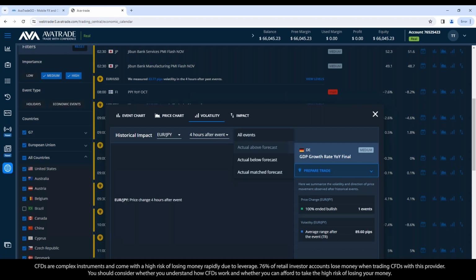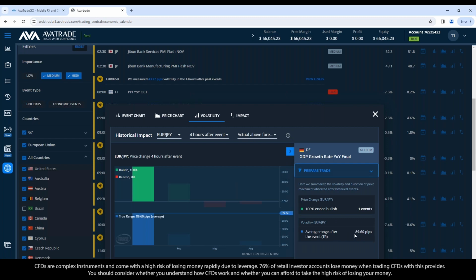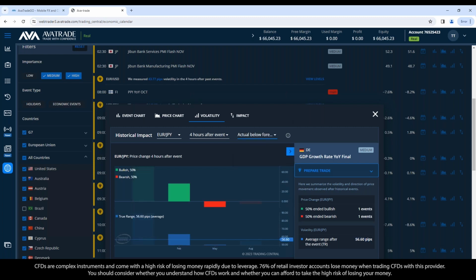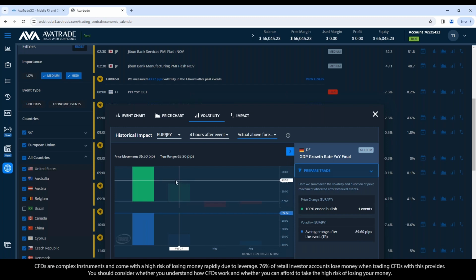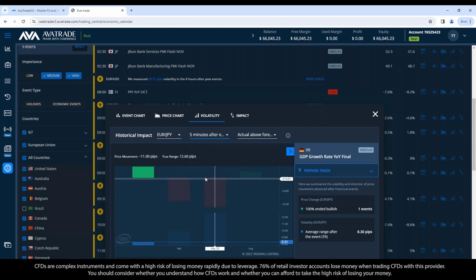Let's switch and go to above forecast, 100% up with 89 pips movement. That looks nice. Actual below forecast, 50-50 on dropping. So if I'm using the Euro JPY pairing, if this comes in below forecast, I'm not interested in trading. It's 50-50. If this comes in above forecast, then it looks like I probably should buy, as it went up in the past in a huge way. Okay, like 70 pips plus climb in the 4 hours after the event. And in the first 5 minutes, it had only gone up about 8 pips. Yeah, even less, 5 pips.